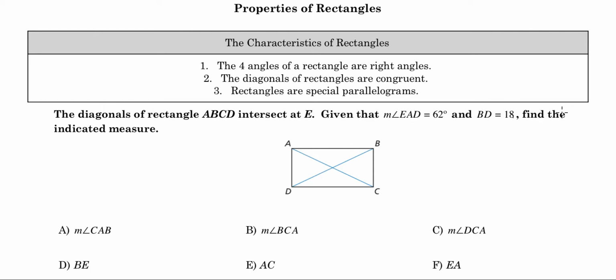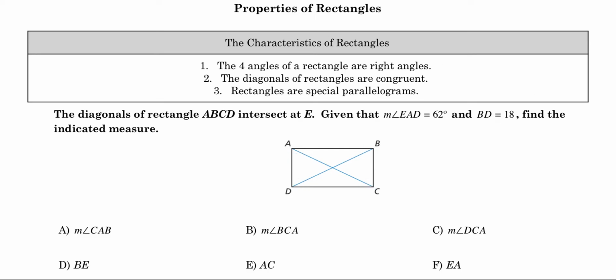For those of you that are not sure what that means, this angle right here is a 90-degree angle, and this angle here is a 90-degree angle, and this angle here is 90, and this angle right here, that is also a 90-degree angle. So those four angles right there are going to be 90-degree angles.